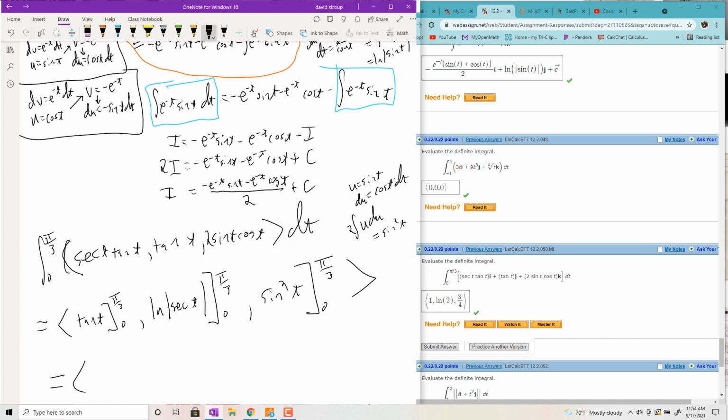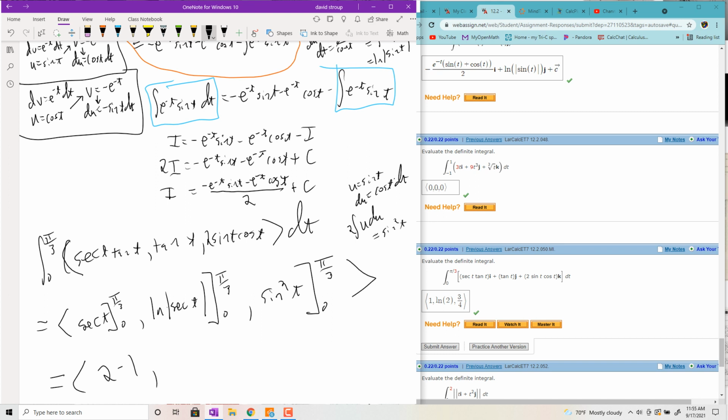Evaluating tan of pi over 3 is going to be root 3. And then minus, whoops, that's secant, sorry. The integral of secant tan would be secant. Ugh, sorry about that. The secant of pi over 3 then is going to be 2. And then the secant of 0 is going to be 1.